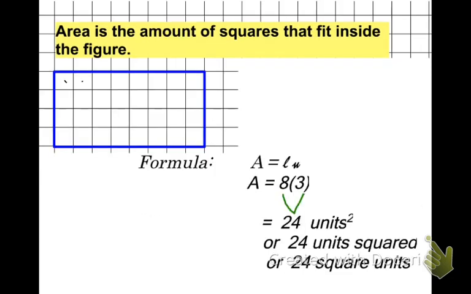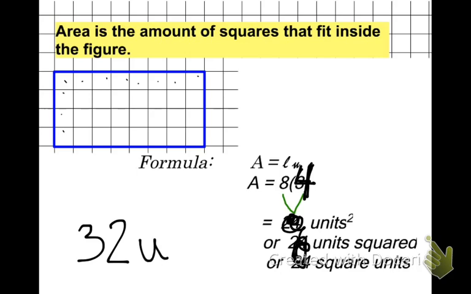So we can count the length and find that it is 8 units long by 4 units wide. So we're going to multiply 8 times 4 to get 32 units squared, or square units. And it makes sense that we're squaring it because we're counting all the little squares inside the rectangle.